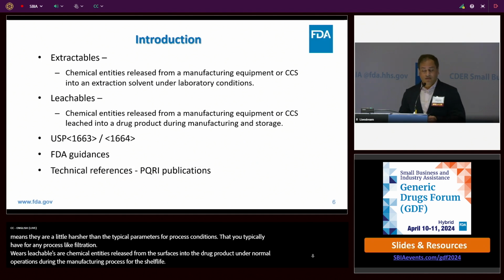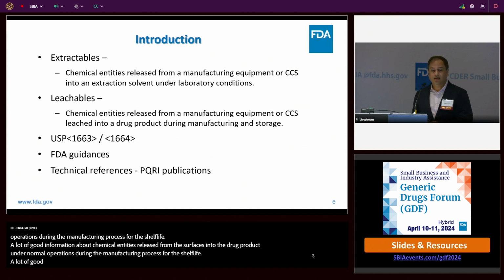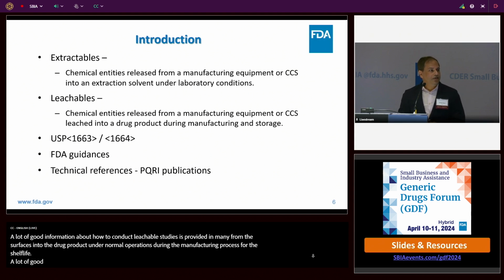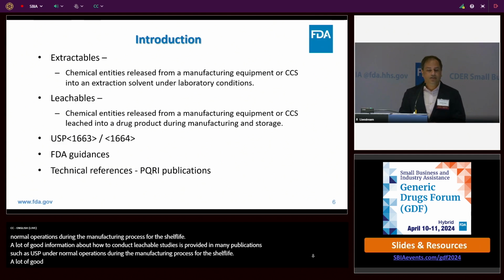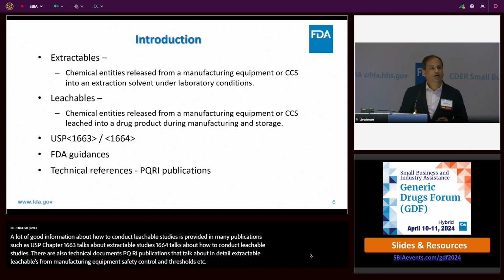A lot of good information about how to conduct successful extractable and leachable studies is provided in many publications, such as USP Chapter 1663, which talks about how to conduct extractable studies, and Chapter 1664, which talks about design and how to conduct leachable studies. There are also technical documents available, PQRI publications, that talk in detail about extractables and leachables from manufacturing equipment or container closure systems, safety thresholds, etc. So applicants should use all these publications when they are assessing leachables in their drug products.